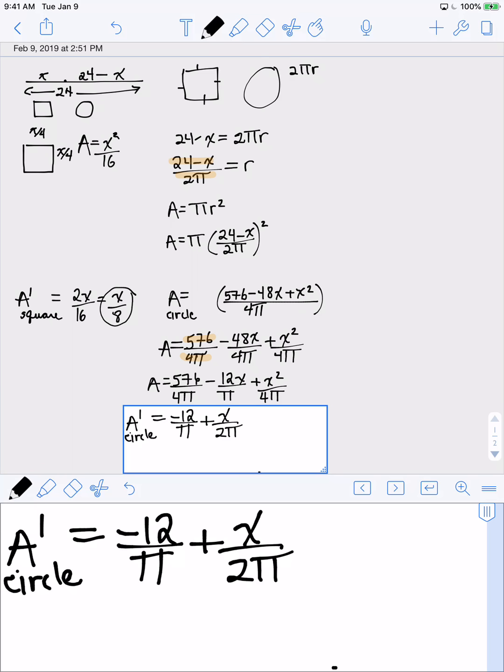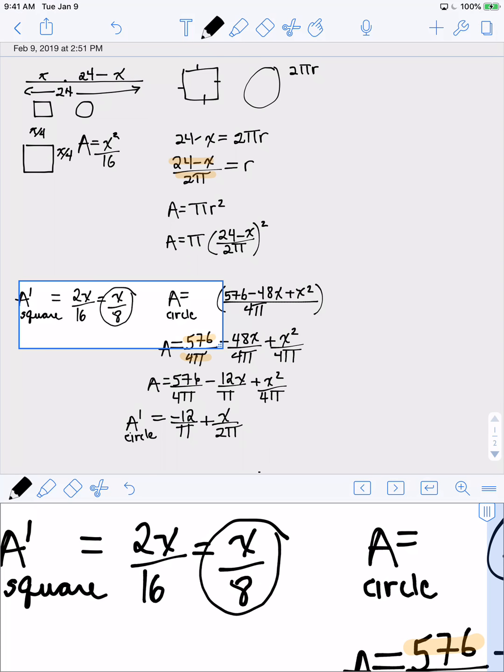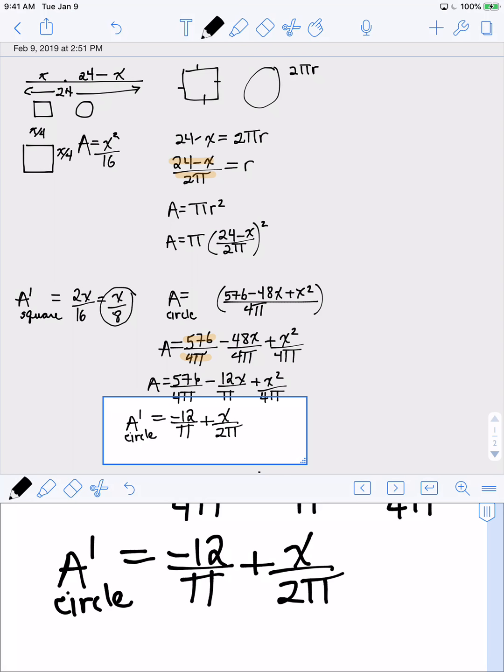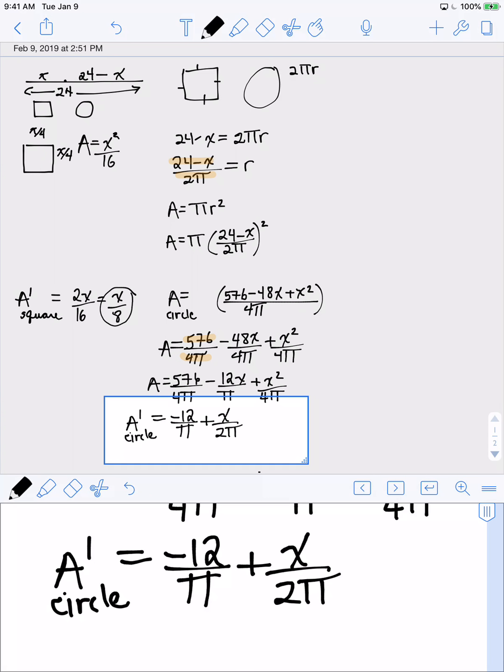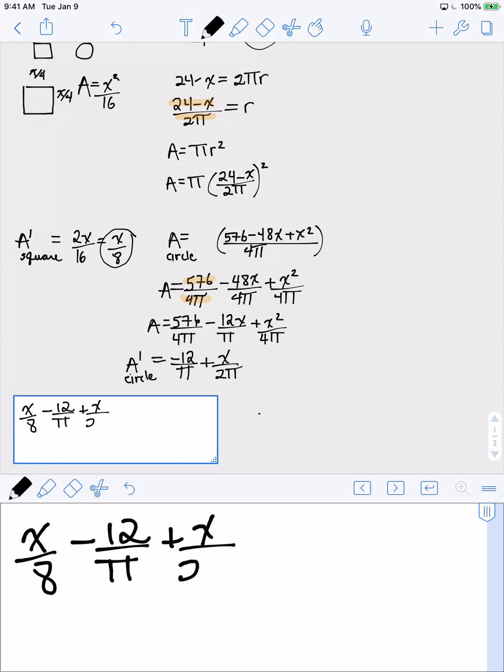All right. So again, let's go back. Here was the derivative of the area of the square, x over 8. Here is the area of the circle after I found the derivative, so I'm going to put them together and set them equal to 0. So let's see here, I have x over 8 minus 12 over pi plus x over 2 pi, and when is that going to equal 0?